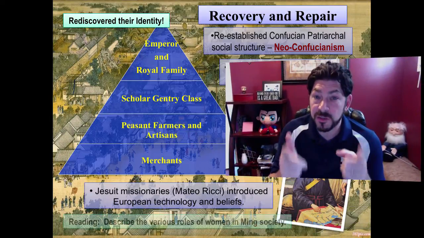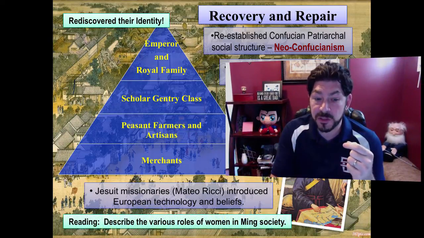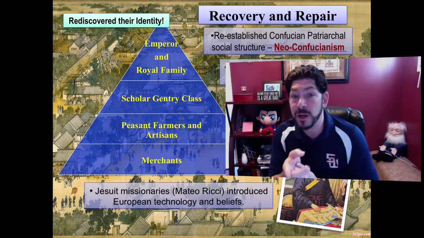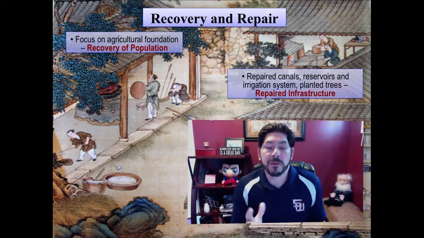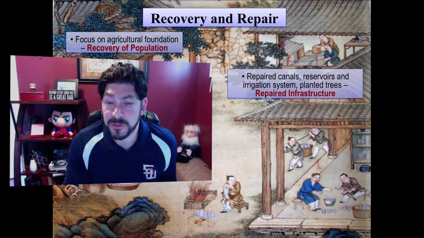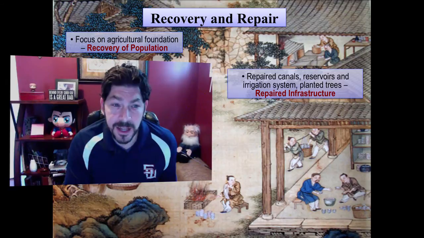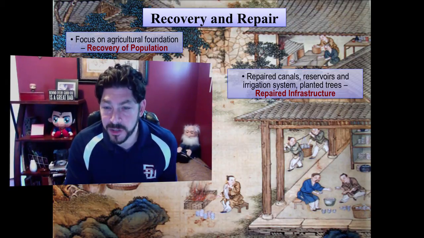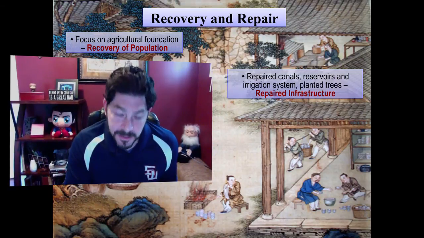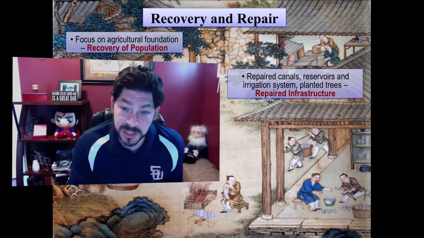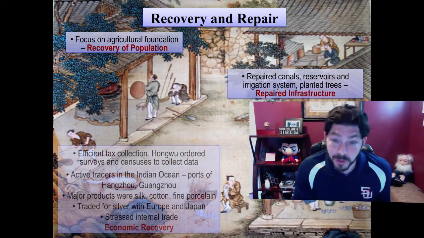Now be sure to continue the chapter reading and answer the question about the various roles of women in Ming society as well. Another part of the recovery and repair was the population. Remember, the population was devastated by corruption, famine, plague. And so one of the things was to revitalize an agricultural foundation of their society, and also importing different crops from the Americas eventually helped the population boom.